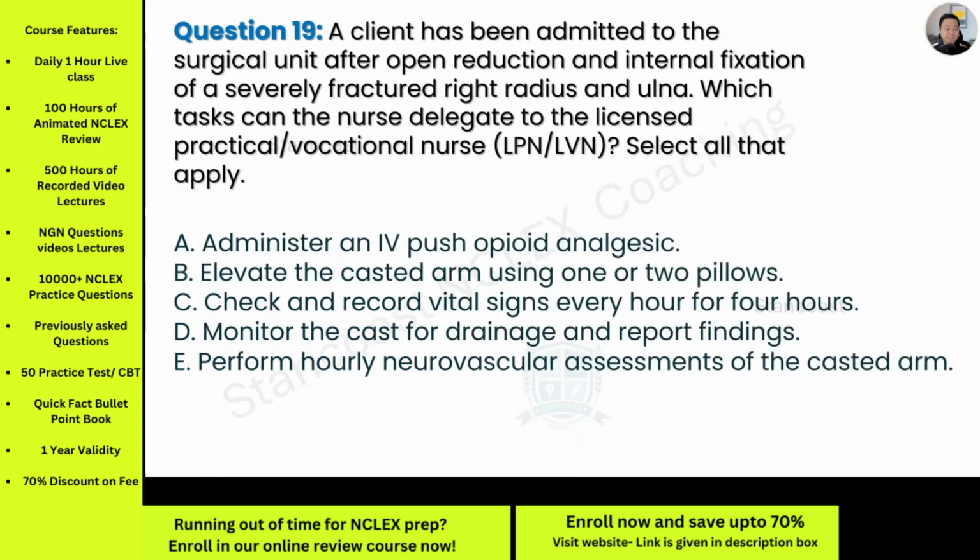Let's have number 19. A client has been admitted to the surgical unit after open reduction and internal fixation of a severely fractured right radius and ulna. Which tasks can the nurse delegate to the licensed practical vocational nurse? Select all that apply. A, administer an IV push opioid analgesic.